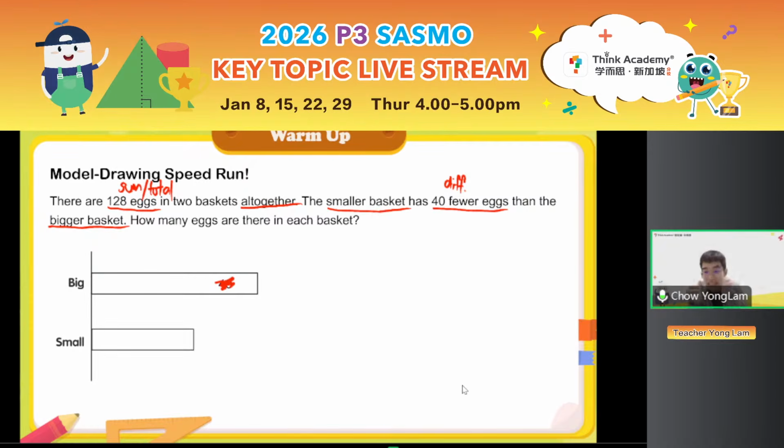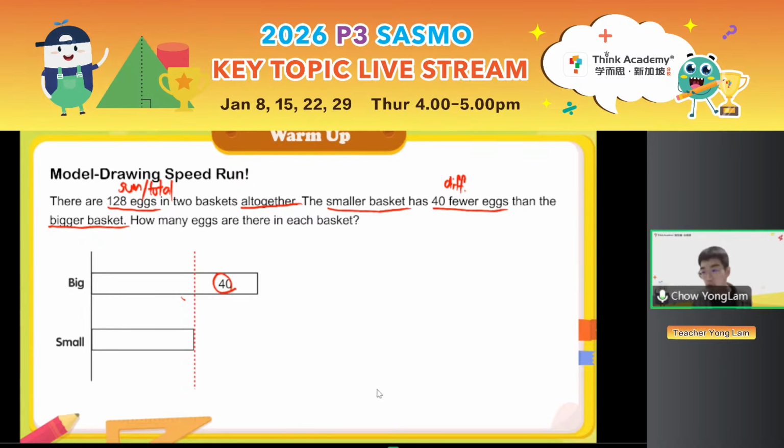Because the thing that has less, you draw a shorter bar. More, longer bar. Okay, and then with that, we want to label the sum and the difference, right? To label the difference, first draw a dotted line to separate the common part and the part that only appears in one of the bars. Then you label the difference is 40.